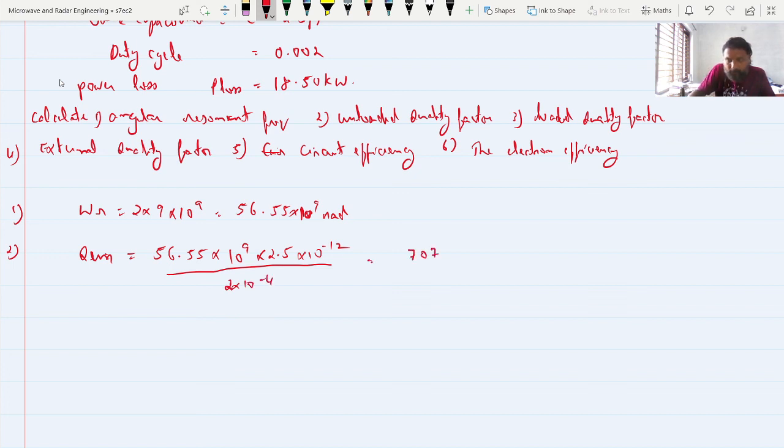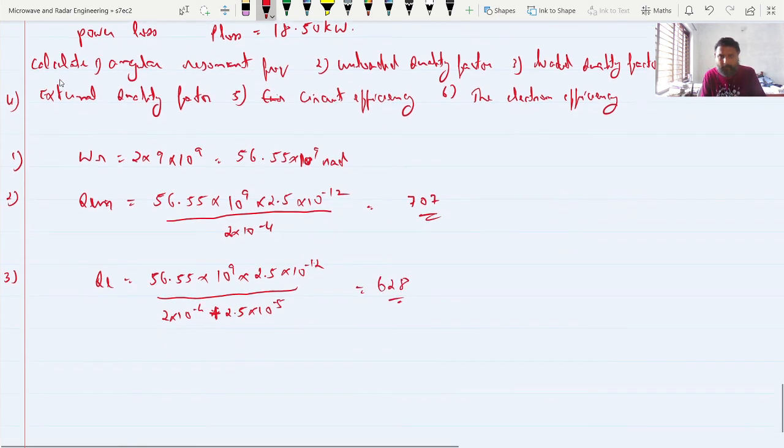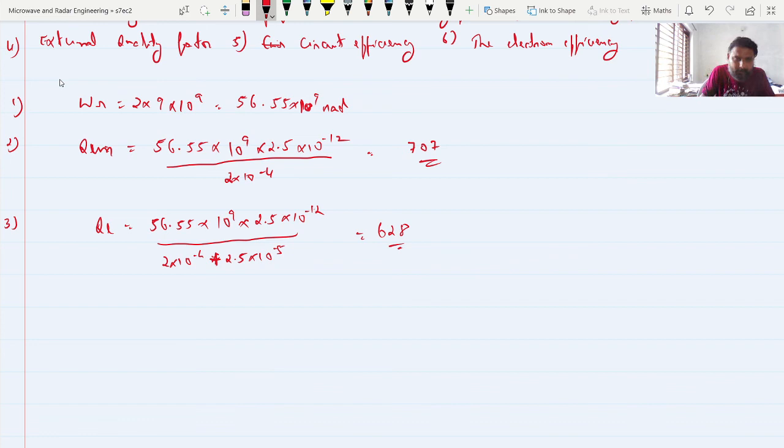That gives 707. Third one, loaded quality factor, that is QL, 56.55 into 10 raised to 9 into 2.5 into 10 raised to minus 12 divided by 2 into 10 raised to minus 4 plus 2.5 into 10 raised to minus 5. It is nearly 628. This and all this I already calculated last year when I explained it to your seniors. The same question only I am giving here.